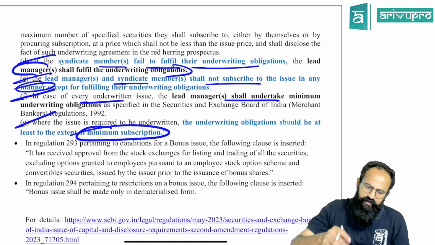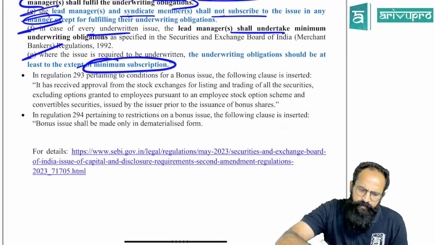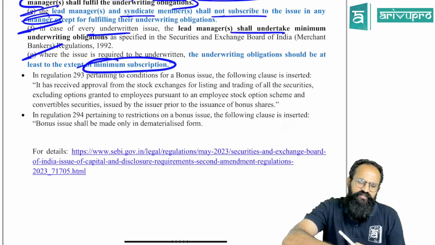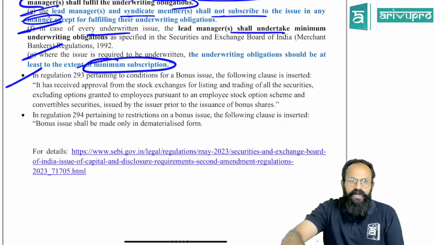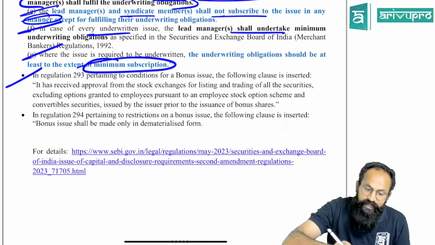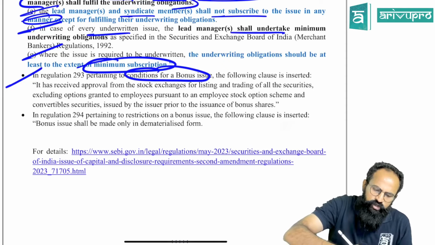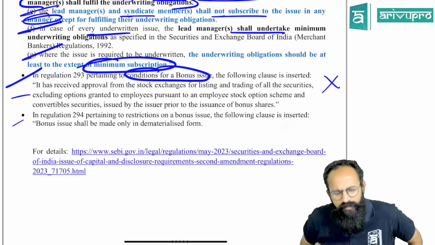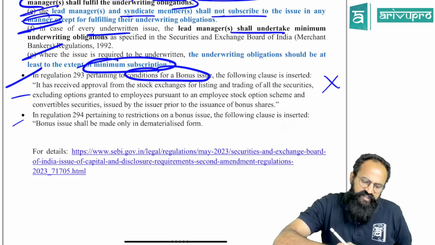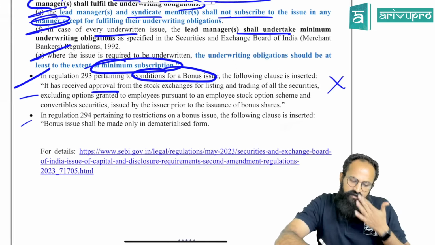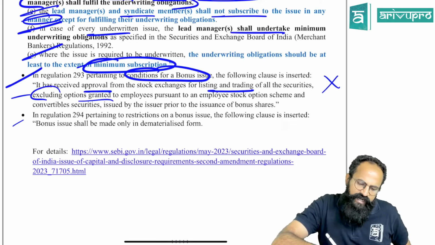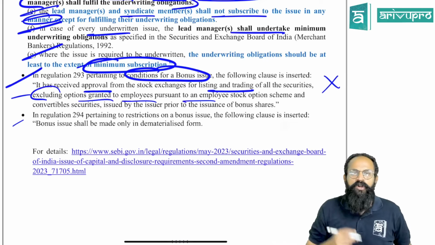It's clear. In regulation 293 pertaining to conditions for a bonus issue, the following clause is inserted. Meaning, sir, in ICDR, in the bonus issue part, for conditions for bonus issue, they have added 2 more points. What is that? Absolutely relevant and important also, but we'll see what it is. It has received approval from stock exchanges for listing and trading of all the securities, excluding options granted to employees pursuant to ESOP. What is that, sir?